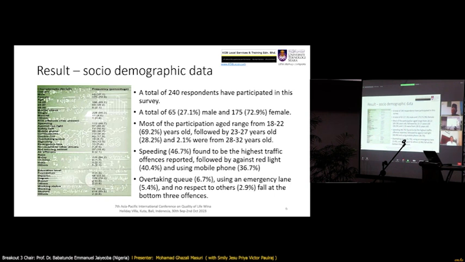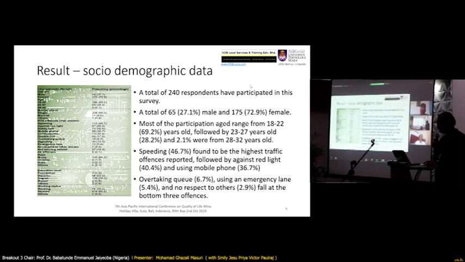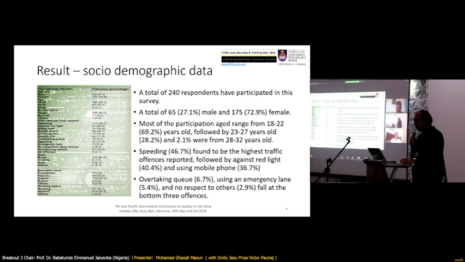Okay, thank you, madam. So now I'm going to share the result part. We managed to get 240 respondents for this study, and as usual, the majority of the respondents are female, 72.9%. Most participants were aged between 18 to 20 years old, followed by 23 to 27, and the last age category is between 28 to 32.